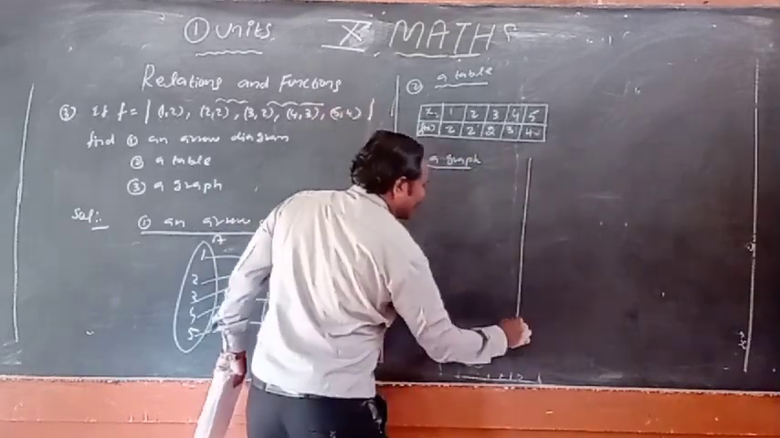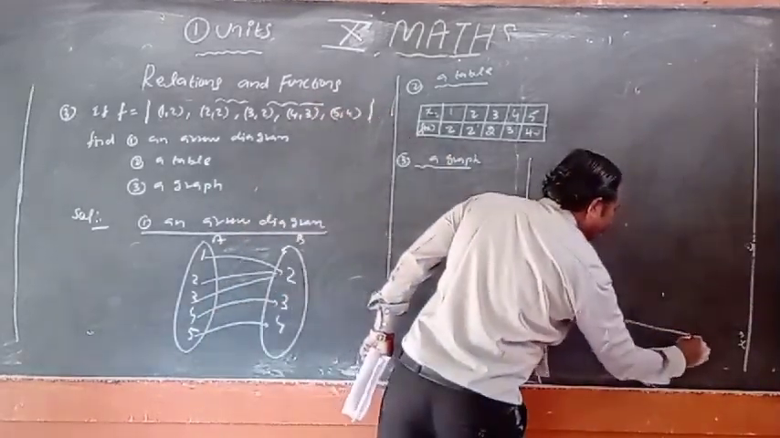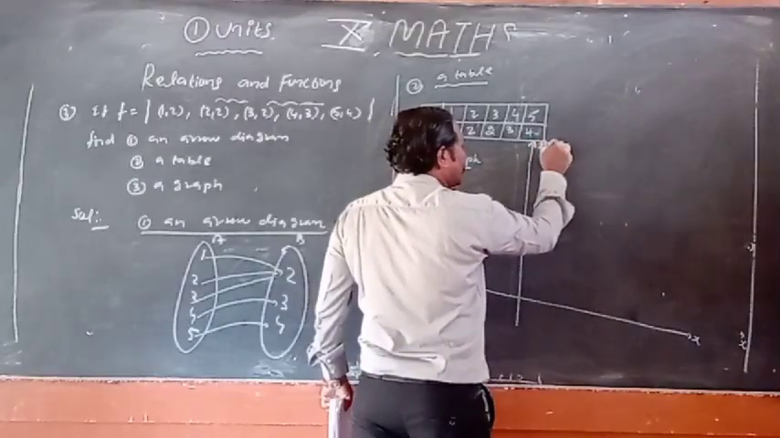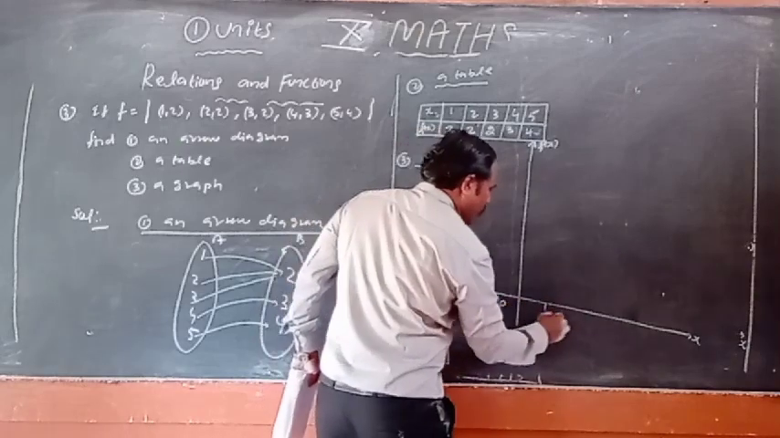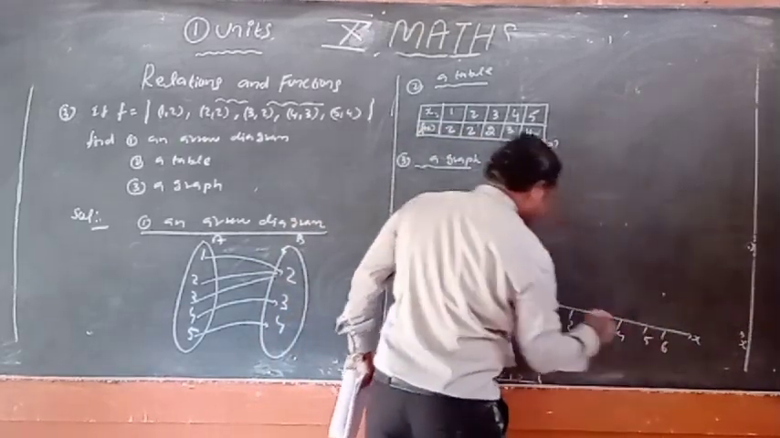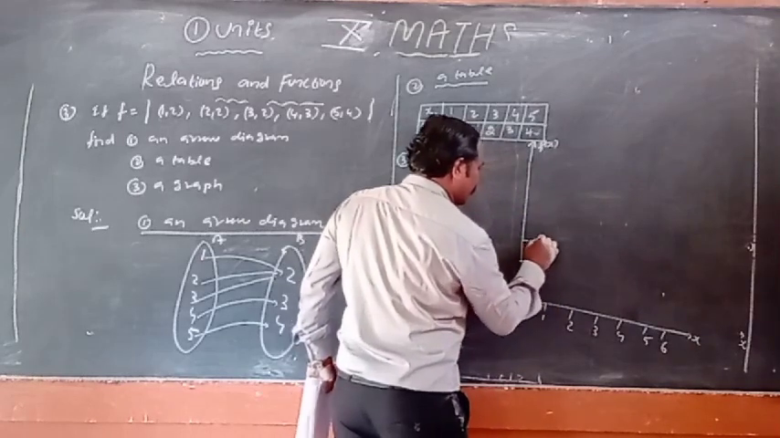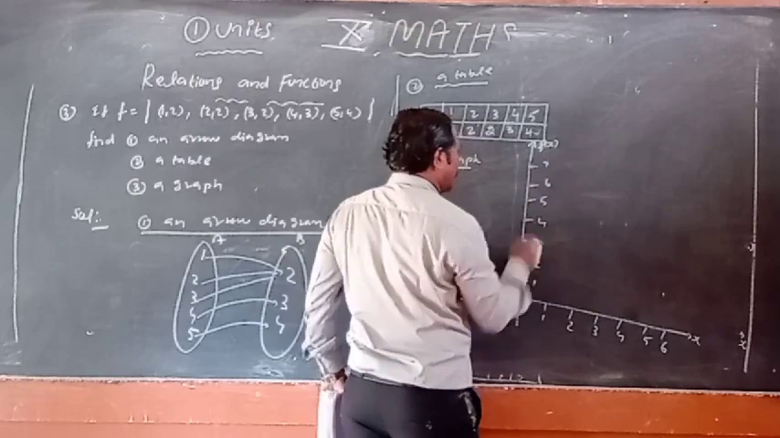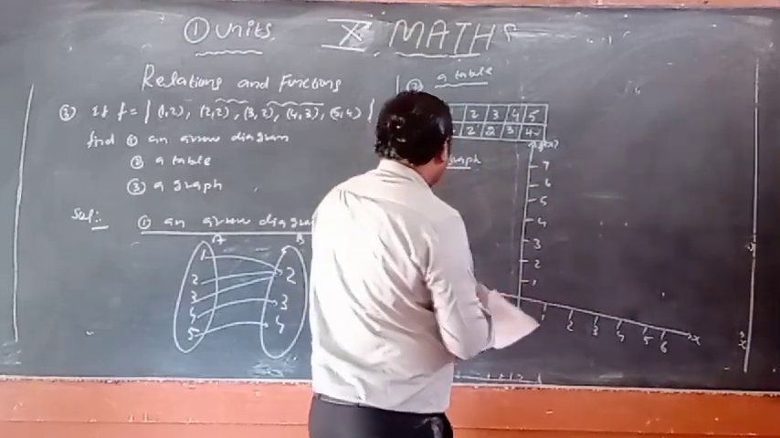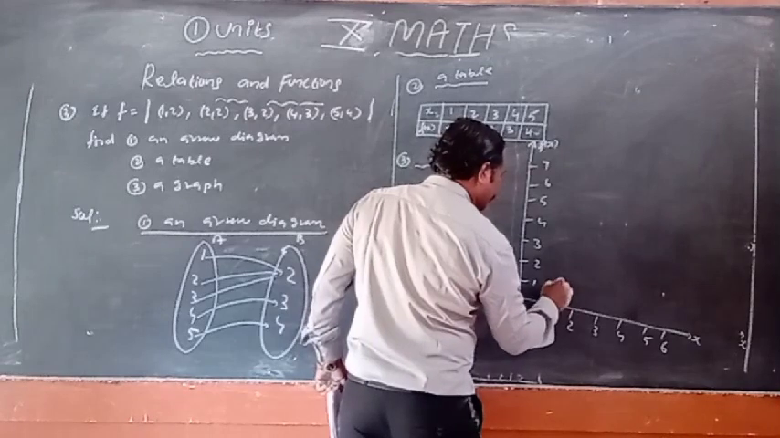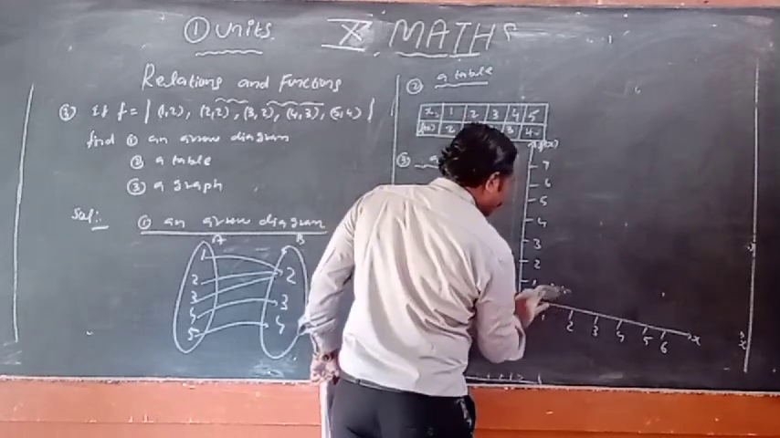So, x-axis 1 centimeter 1 unit. Y-axis means f of x. This is also 1 centimeter 1 unit. So 1, 2, 3, 4, 5, 6, 1, 2, 3, 4, 5, 6, 7. So now let us take x equal to 1, what is the value? 1 comma 2. 1 means 2.